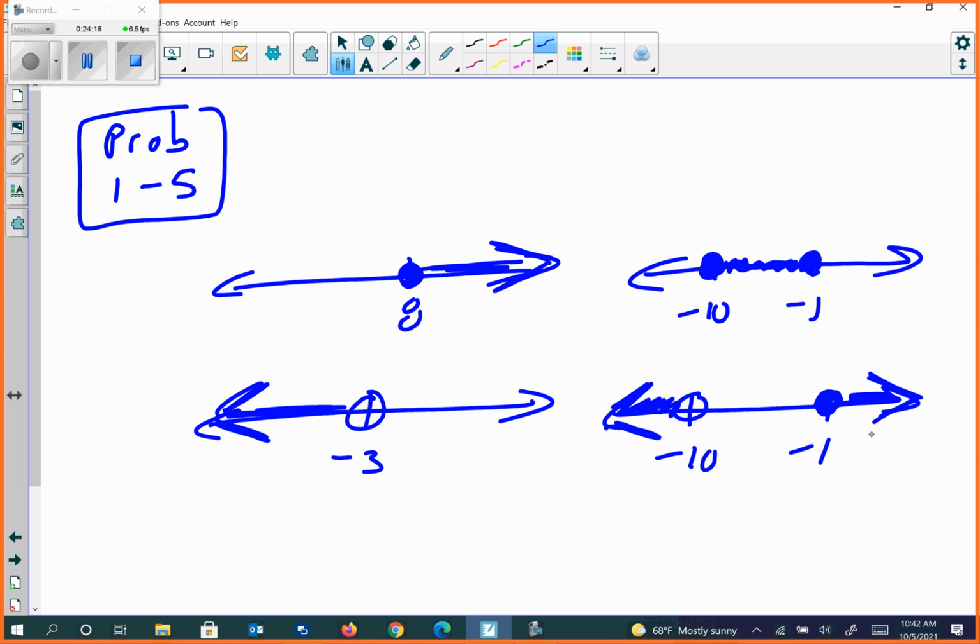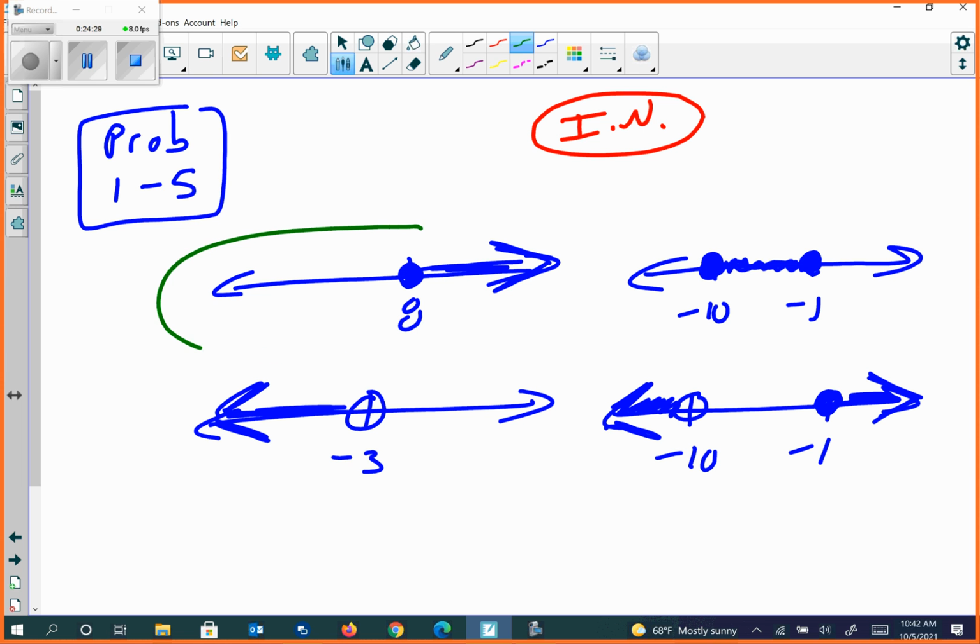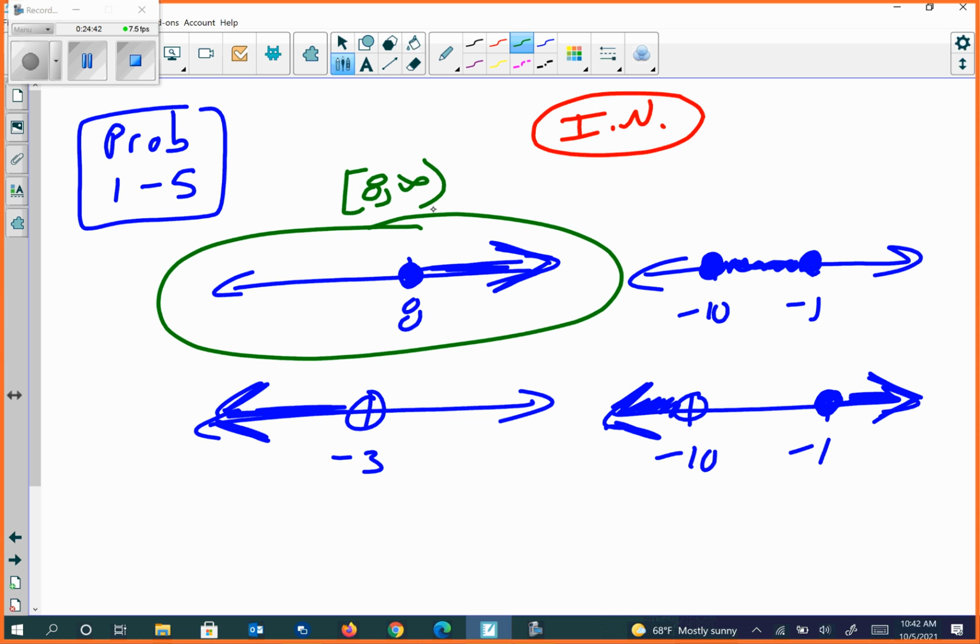Okay. What they would want on each of these problems is the interval notation to be written. For this first one, we'll do in green. What should the interval notation of that be? 8 to what? Infinity. And a what? Hard bracket on the 8 and a soft bracket on the infinity.